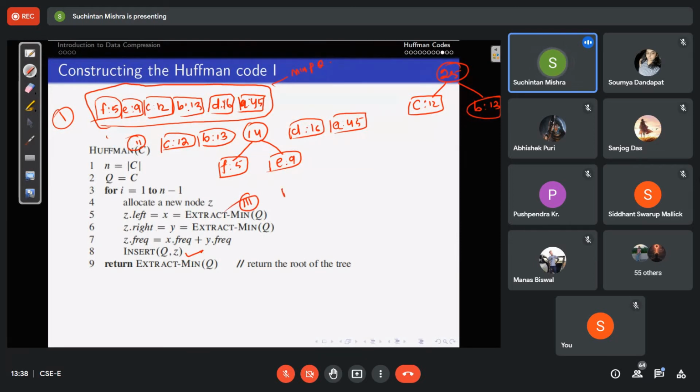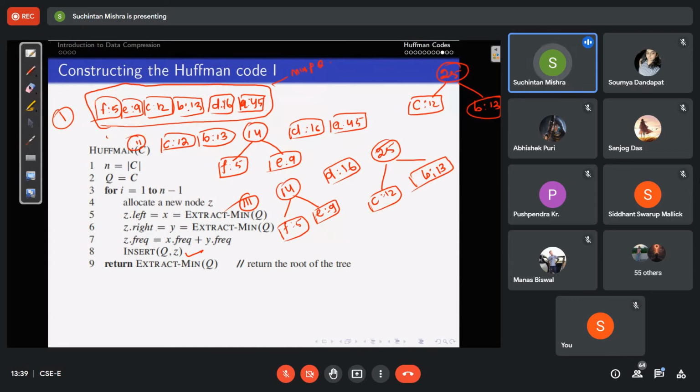If I insert it into the queue, the queue in step 3 will look something like this. It will be 14, its left child is F5, right child is E9. Then the next one will be D16. Then the next one will be 25. 25's left child is C12, its right child is B13. And there will be A45.